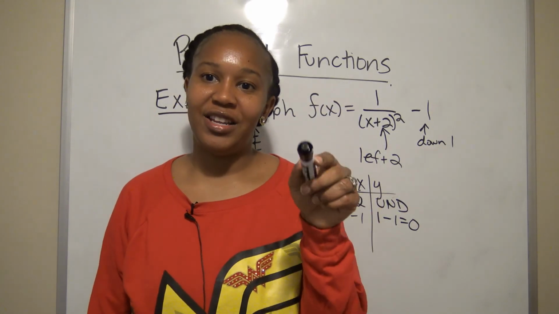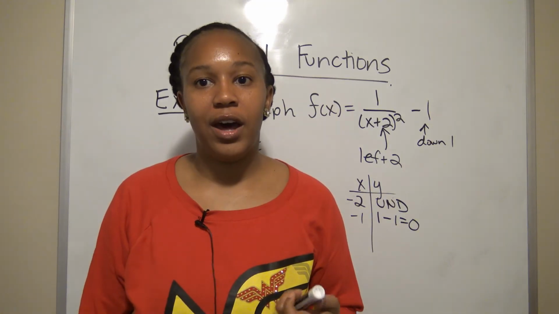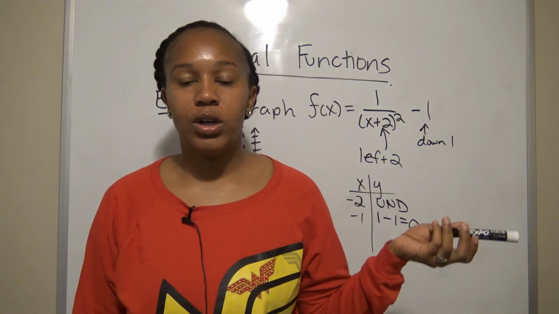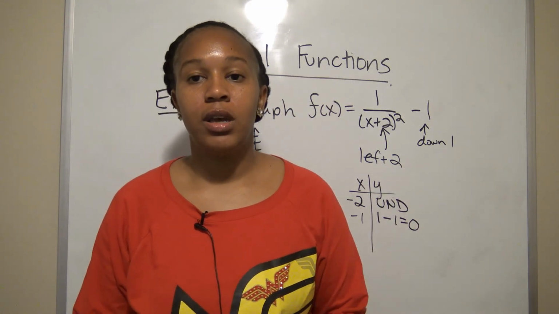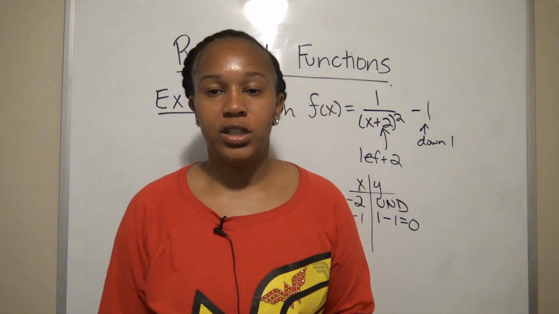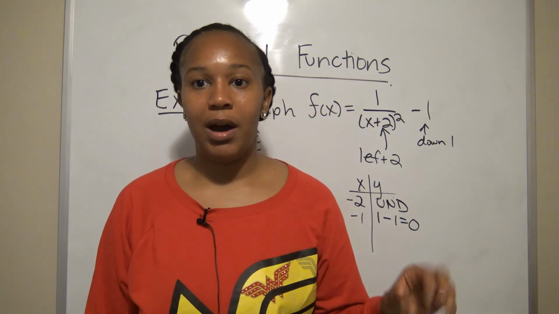And be sure to check out the next video, which is how to find the vertical and horizontal and oblique asymptotes by just looking at the equation or the function in symbolic form.